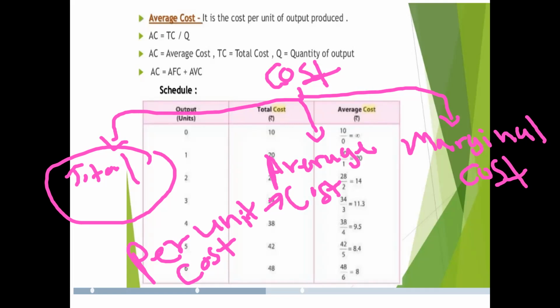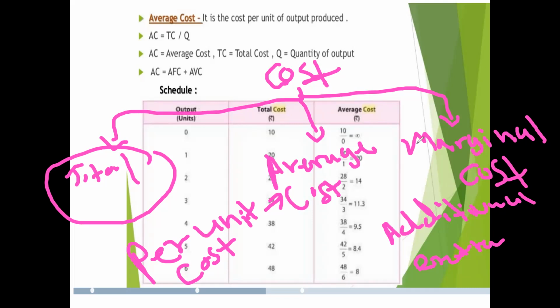Marginal cost. So the marginal cost means the additional, or the extra cost. If you want to produce 1 more unit, additionally how much you incur as the cost. Right?